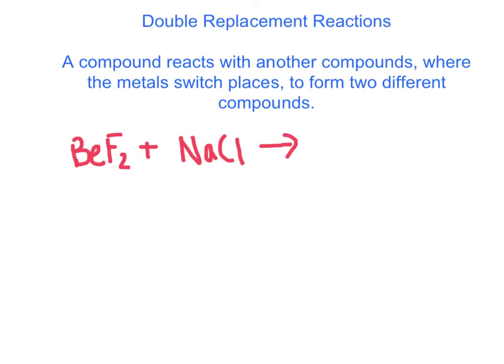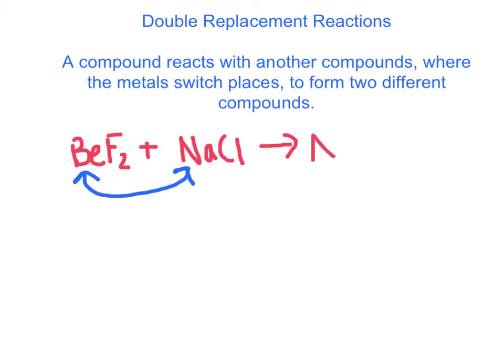Okay, on to the next type of reaction, double replacement reactions. And again, as a reminder, we're talking about a compound reacting with another compound where the metals switch places and we form 2 different compounds. So here's one compound, here's another compound, and that's how I know it's a double replacement reaction. If I know that, my next step is to switch the metals. Okay, metals always come first, so I know I'm going to switch those 2.